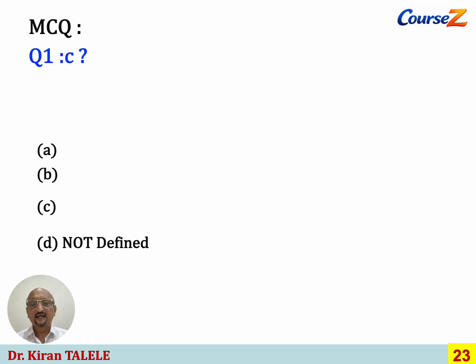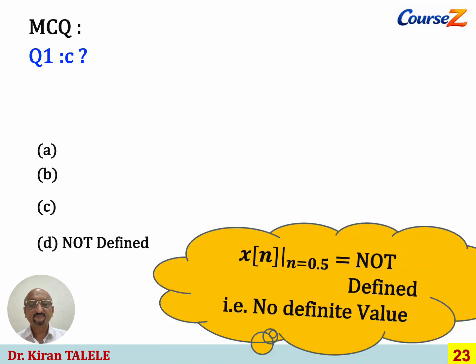discrete time signal at n equal to 0.5, that is at t equal to 0.5 Ts. We cannot get a definite value. We cannot get a confirmed value. That means it is not defined. So a discrete time signal is not defined for non-integer values of n because there are multiple possible values. It is defined only at discrete instants of time. In simple words, it is defined only for integer values of n.